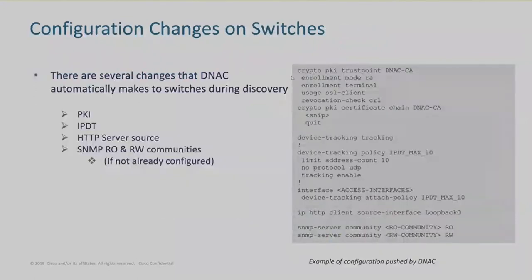Let's move on. All right, so what happens on switches? And I know you guys have quite a few, so this is probably quite relevant here. So the same thing that we're going to see across the board, pushing a trust point, pushing a certificate to secure the connectivity, it's going to push IP device tracking on every access port. Before I move on to the next thing that it pushes, are you guys familiar with IP device tracking?